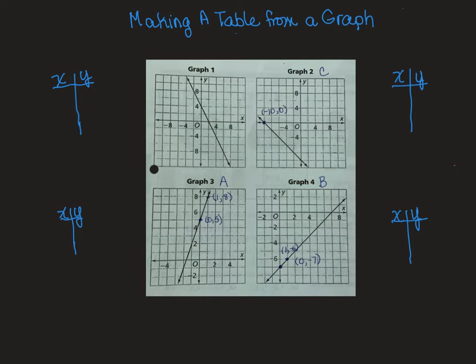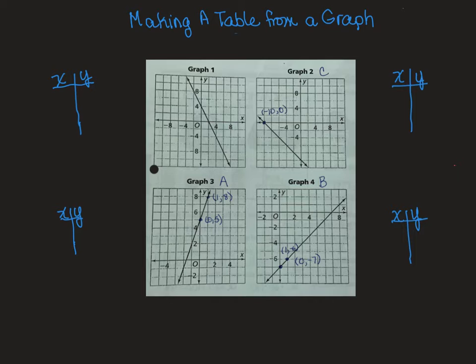This is just to review how to go backwards. So what we're doing is we're not saying, well, here's the equation, let's get some points, and now let's graph those points. In this case, we're saying we have a graph and we need to find points. Okay, so we're going to identify points.